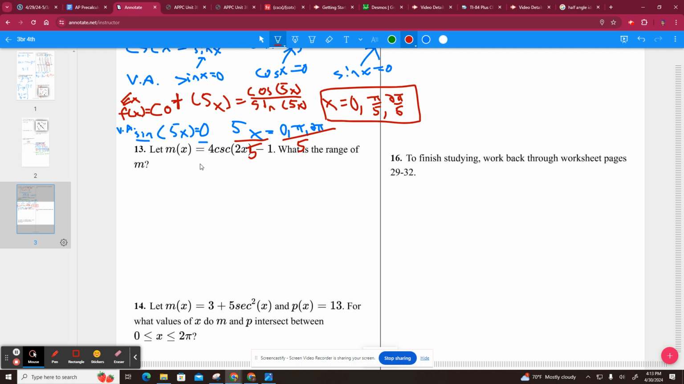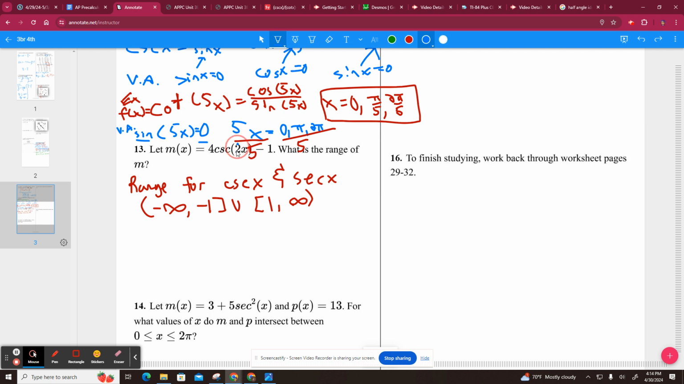Then here, it's asking about the range. Remember the range. So the range for cosecant x and secant x is negative infinity to negative 1, then 1 to infinity. And that's the parent function that you need to know. So you start at your parent function, and then you go in order of HSRV.